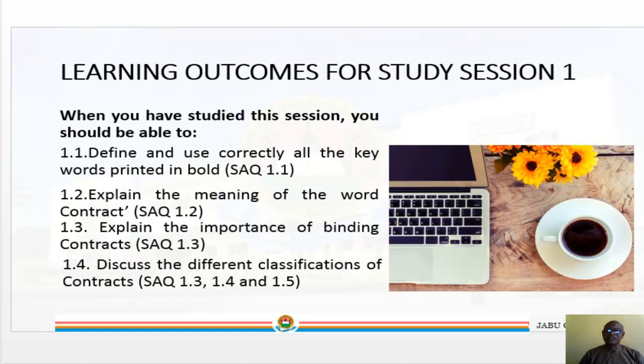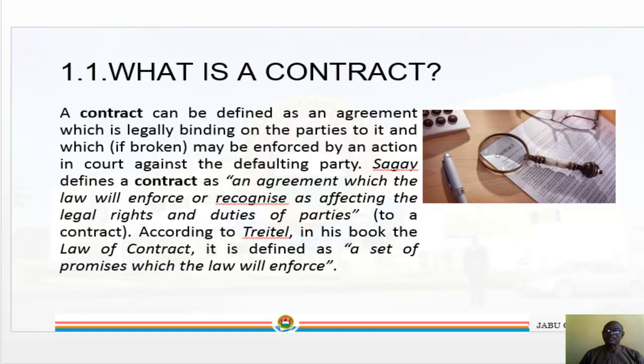When you have studied this session, you should be able to do the following. 1. Define and use correctly all the words printed in bold. 2. Explain the meaning of the word contract. 3. Explain the importance of binding contracts, and discuss the different classifications of contracts. After this, we'll go into the main aspect of the course, and I'm introducing this with the subject matter of contracts.